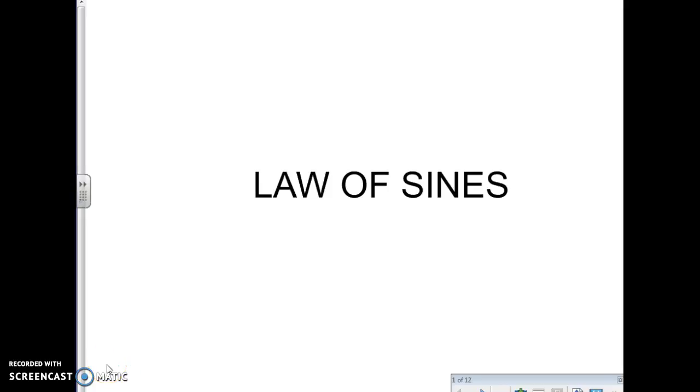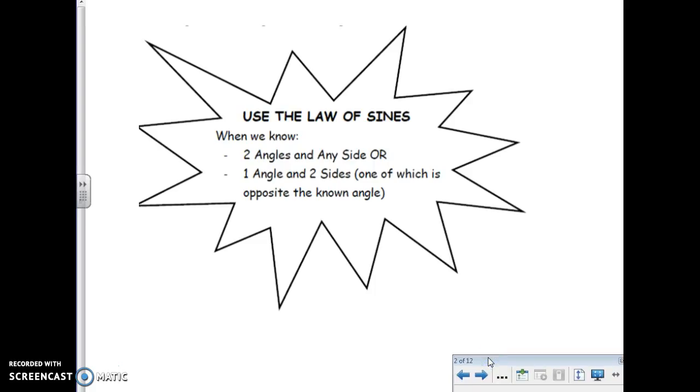Okay, guys. So what I'm going to do right now is do a quick video on how to do the law of sines. And when we talked about the law of sines, we said that it can only work when we know two angles and any side, or one angle and two sides, but one of which has to be opposite the known angle. The law of sines only works when I have an angle and a side that are opposite each other.